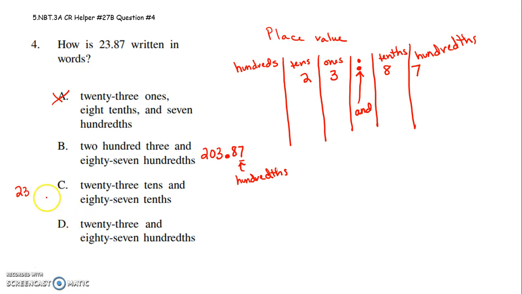Oh, that would be 8 and 7 tenths. This doesn't have a shot either. 87 tenths is 8 ones and 7 tenths. 23 tens is 230. This is just not at all how we'd read it. Woo! 23. Okay, I like this. So we have our 23 here. Good. The word and tells me that decimal point.